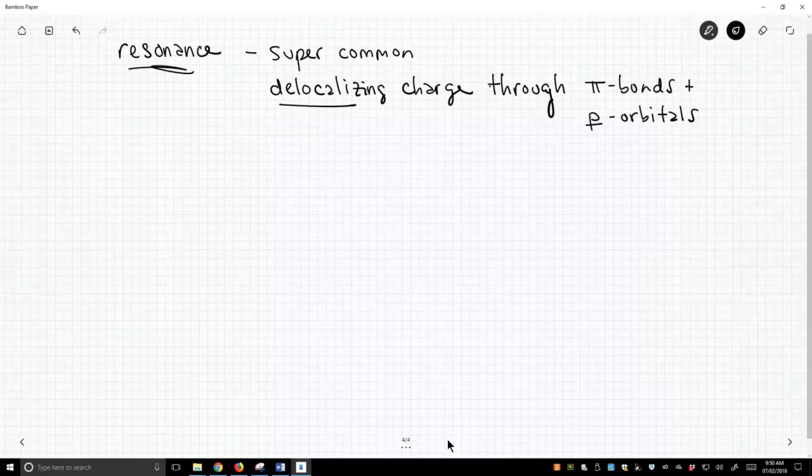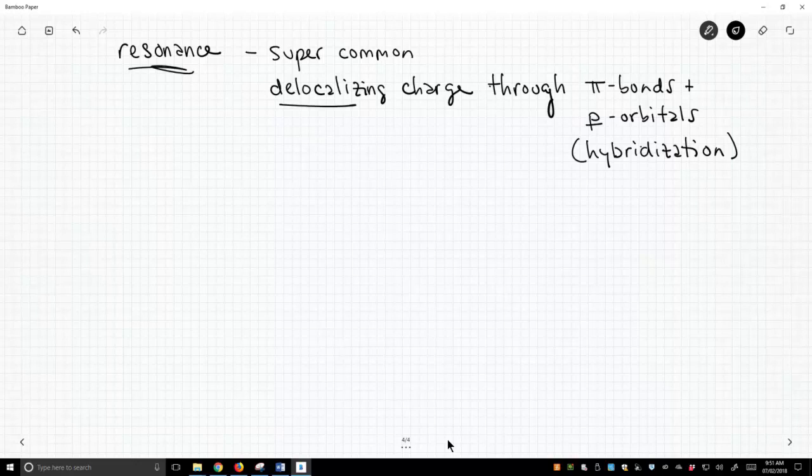So we're only going to use resonance when we have atoms that have pi bonds and p orbitals, and that means we need to understand hybridization, because hybridization is where we learn to identify what orbitals an atom has. Does it have any p orbitals? Does it have any pi bonds? So hybridization ties very closely in with resonance.